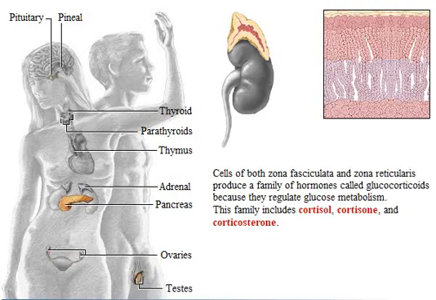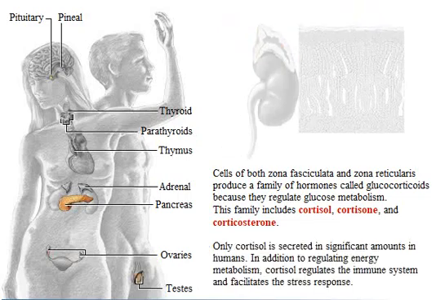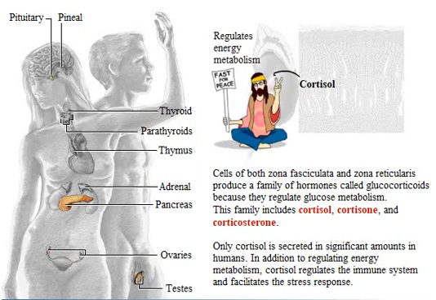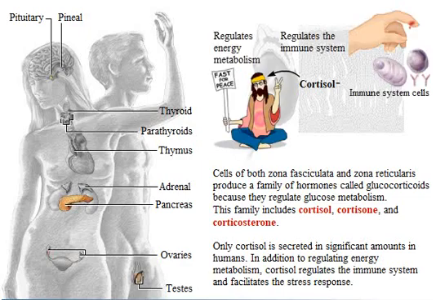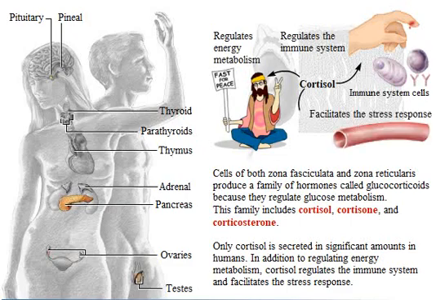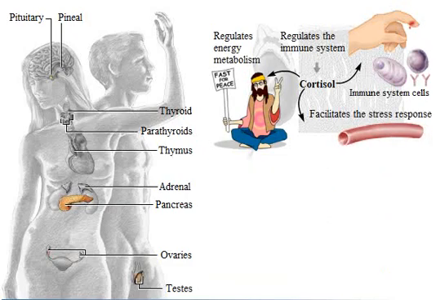Cells of both zona fasciculata and zona reticularis produce a family of hormones called glucocorticoids because they regulate glucose metabolism. This family includes cortisol, cortisone, and corticosterone. Only cortisol is secreted in significant amounts in humans. We will study cortisol in detail in Topic 5. In addition to regulating energy metabolism, cortisol regulates the immune system and facilitates the stress response. Click cortisol to continue.